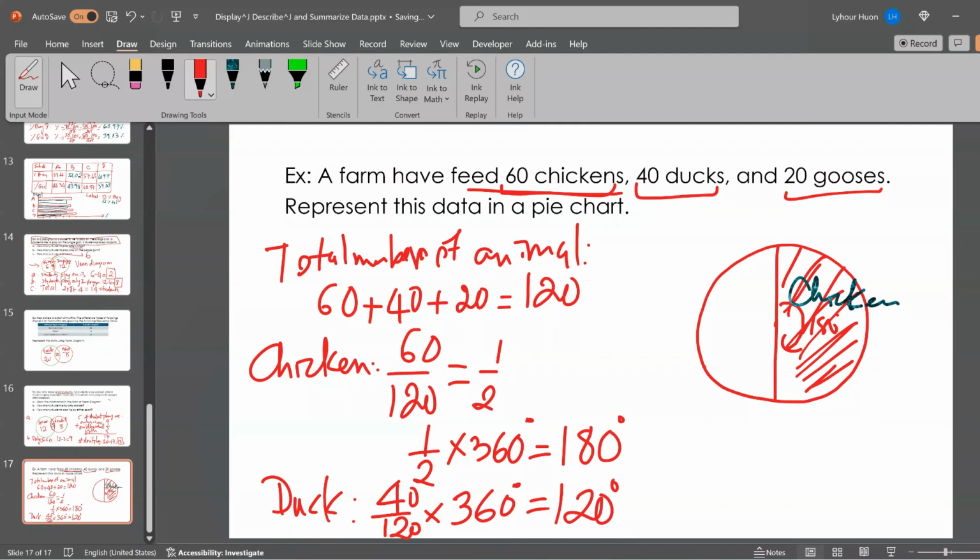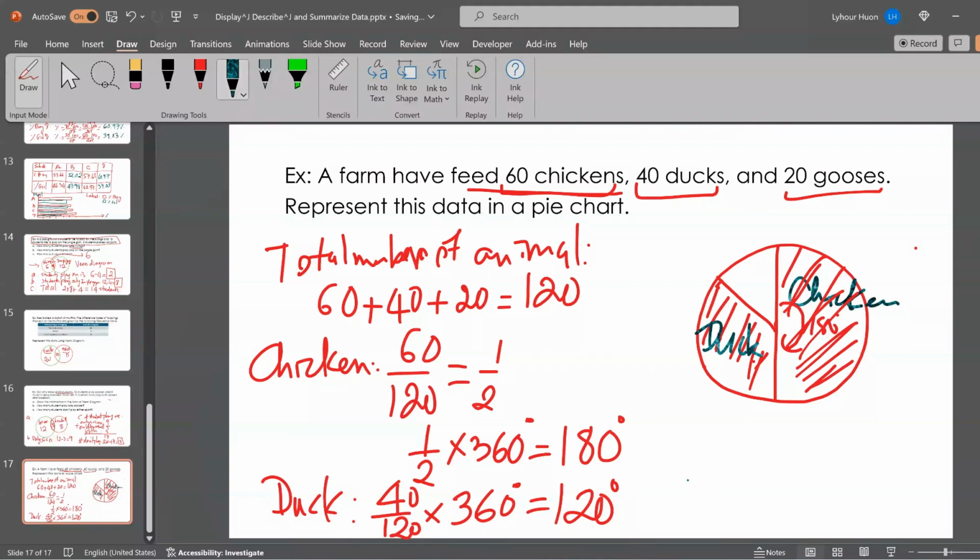Okay, so 120. When we find the degree, it's more accurate because we will draw with the protractor. Do you have a protractor? When we have the degree, we use protractors. Here, the protractor, and then we find 120, which is here. So we draw here, and this will represent the ducks.